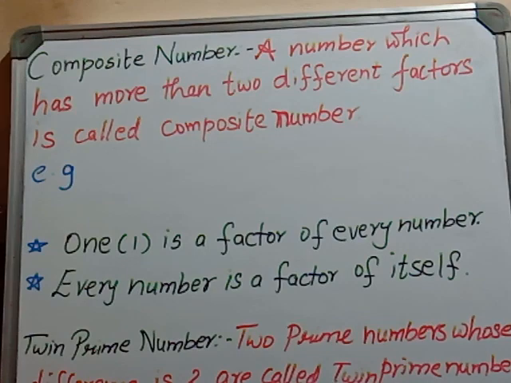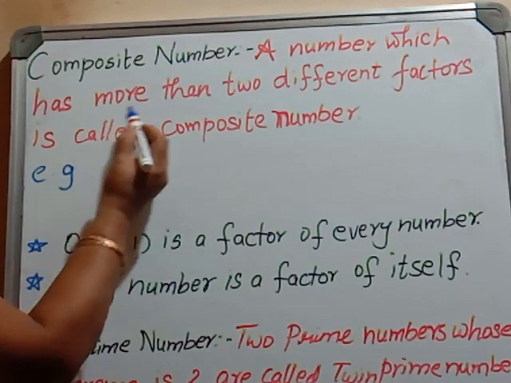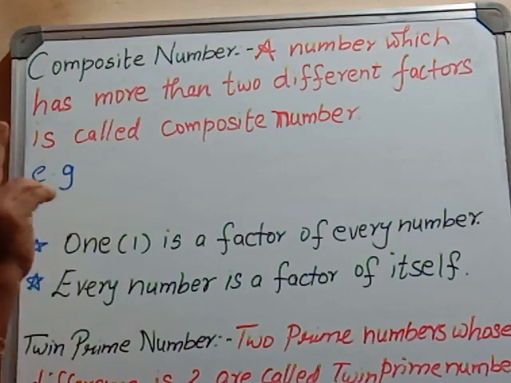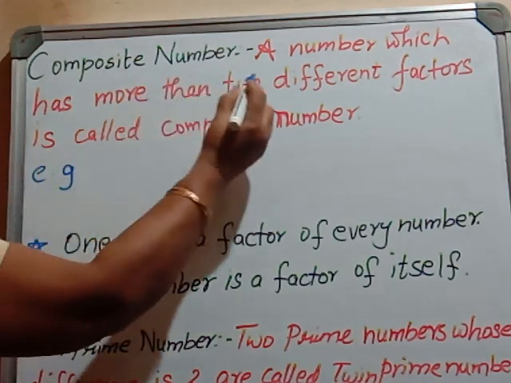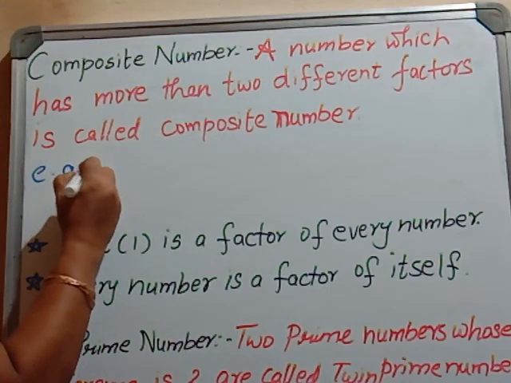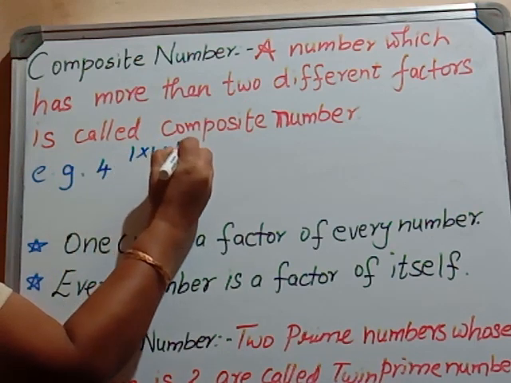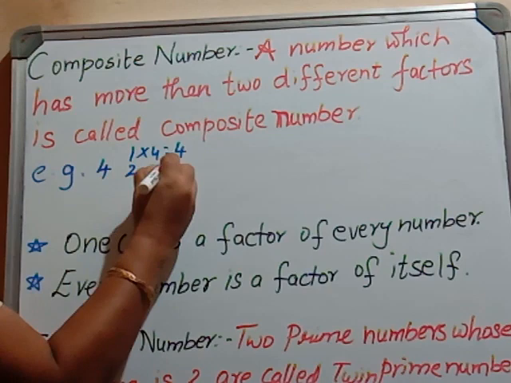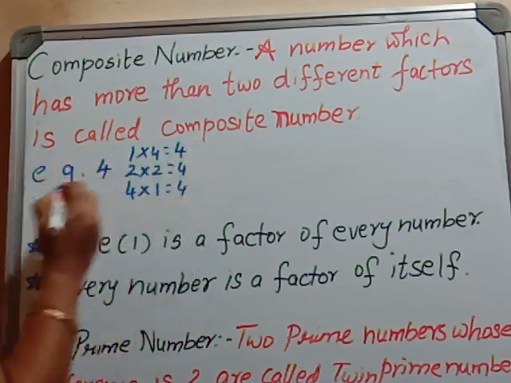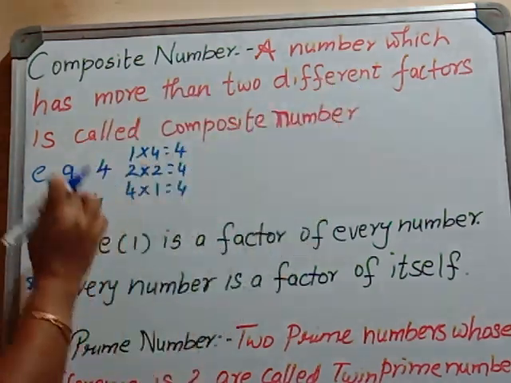Now, we are going to see what a composite number is. What is a composite number? A number which has more than 2 different factors is called a composite number. A prime number has only 2 factors. A composite number should have more than 2 different factors. Shall we see an example? Now, I will take 4. Here, how many factors? 1 four is 4. 4 can be divided by 2. 2 twos are 4. 4 ones are 4. Now, how many factors are there for 4? 1, 2, 4. So, it has more than 2 different factors.